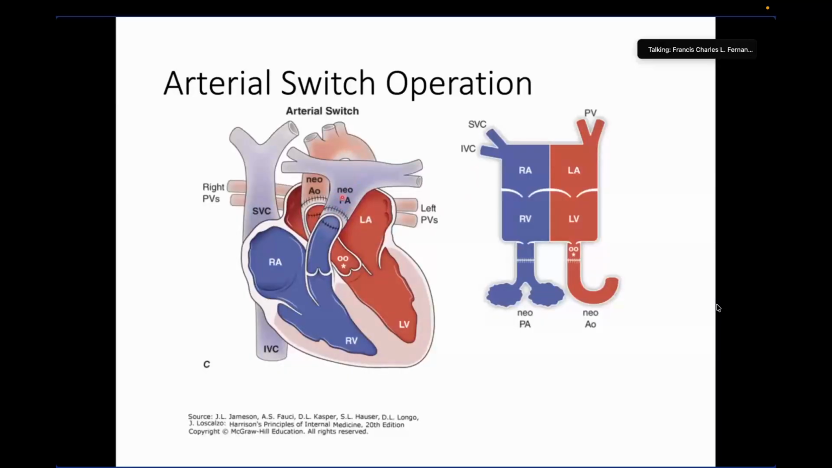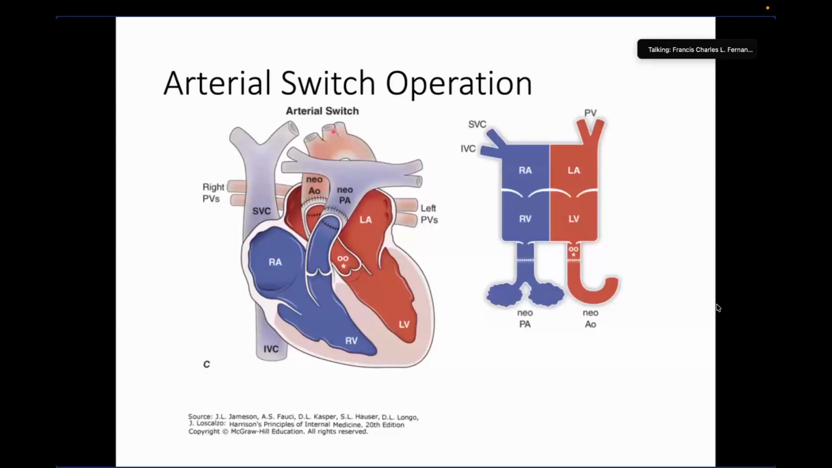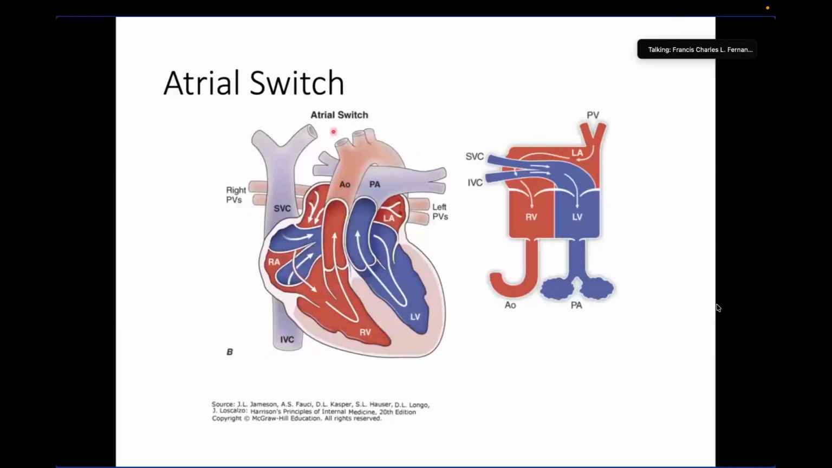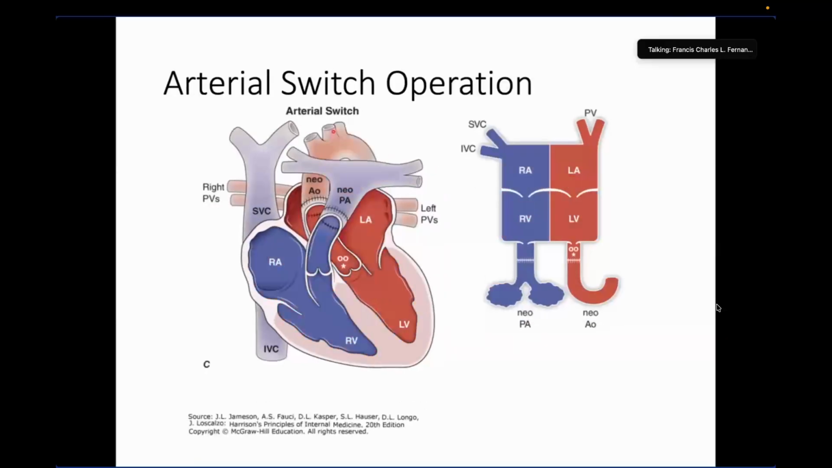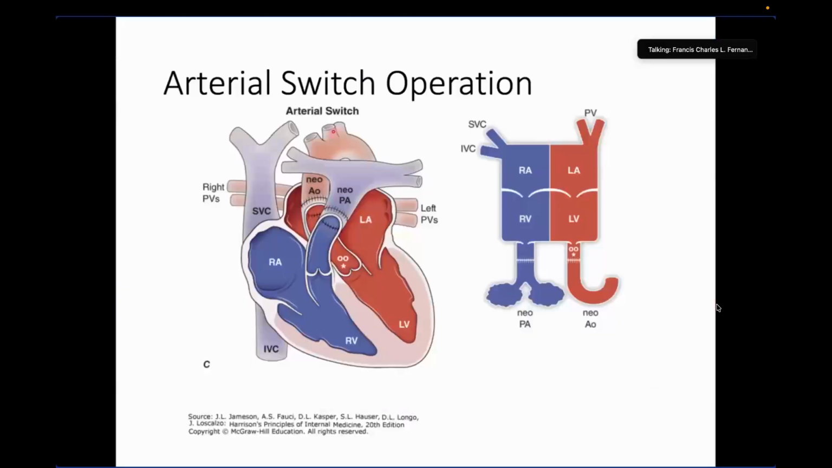So neo, ibig sabihin new vessels that are sewn across the vessels and then attached accordingly into the lungs and into the systemic circulation. All right, so that's how you correct the congenital heart diseases which are cyanotic.